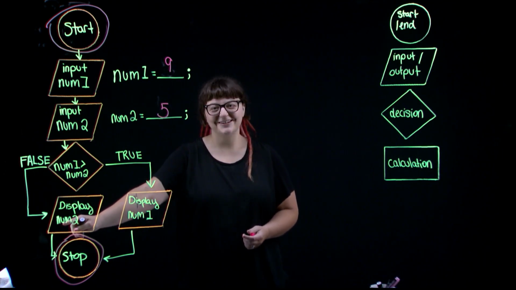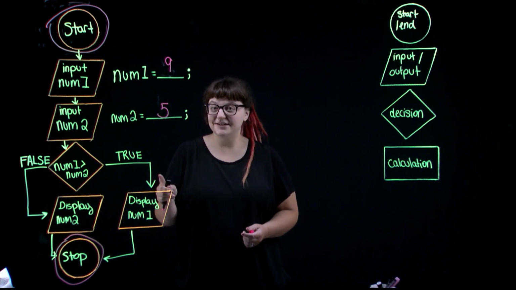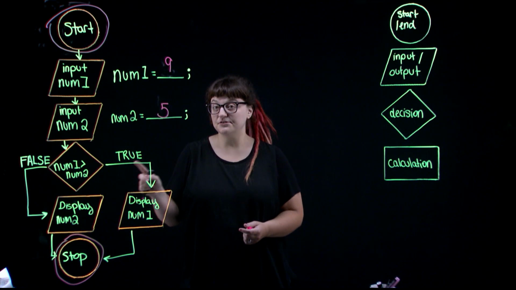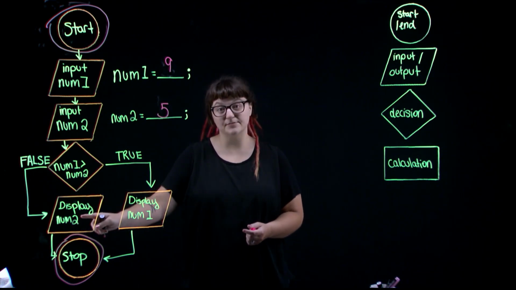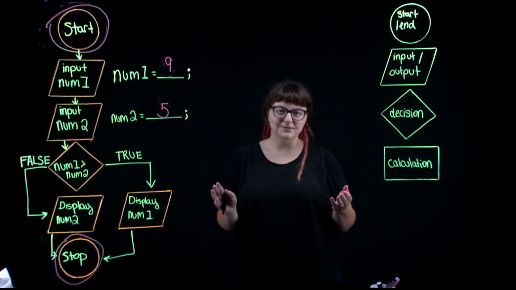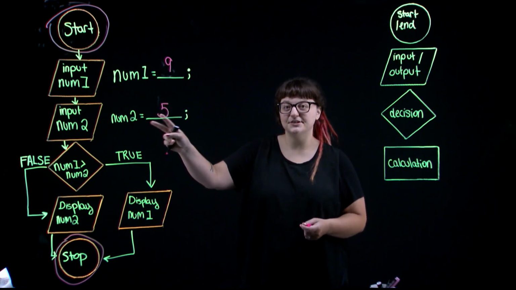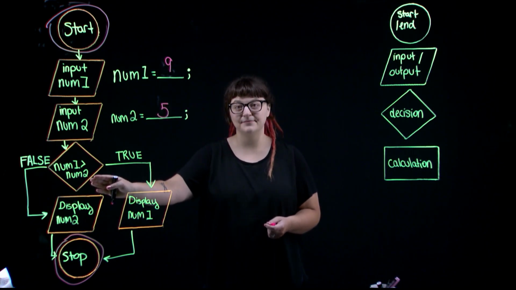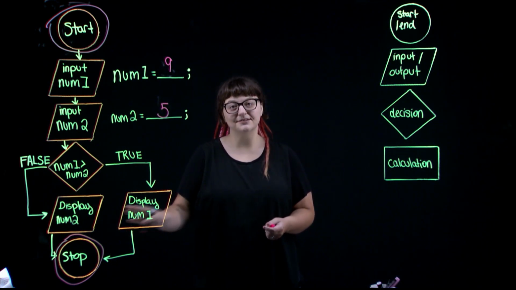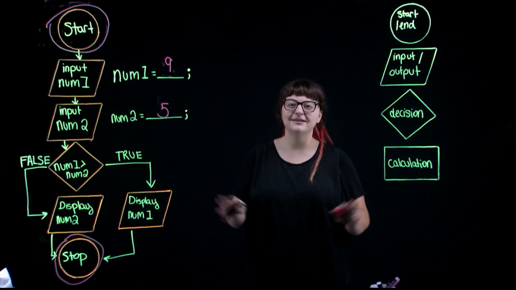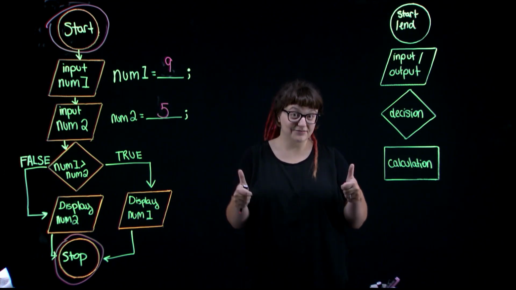Do you see a theme here? If num1 is the greater number, we display it. If num2 is the greater number, then we display it. So what's the function of this program? It collects two numbers from the user, evaluates them, and then displays the larger one. That's it. We didn't have to look at any code to figure that out, and that's how we know that this is a quality flowchart.